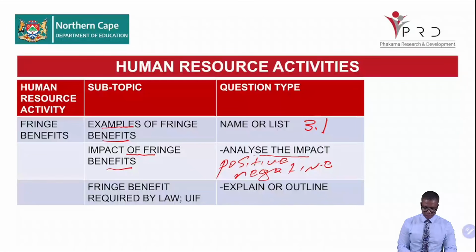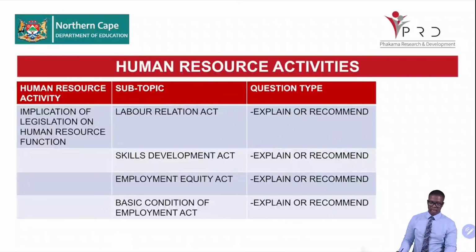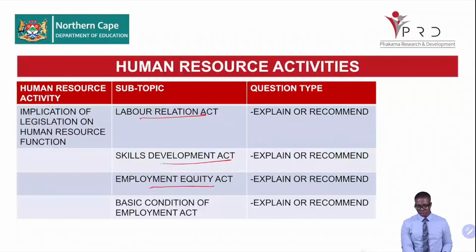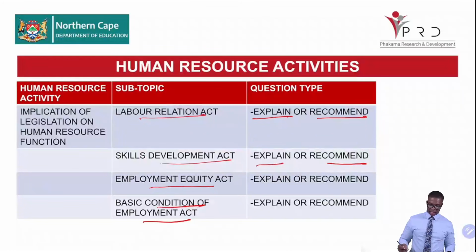Then fringe benefits that are required by law, be in a position to explain or outline them. This is your what? Unemployment insurance fund. Then regarding the 4 legislations that implicate the human resource manager, you have your labor relations, you have your skills development act, you have your employment equity act, and the basic conditions. Be in a position to explain or recommend them, explain or recommend all of them. This might look like a direct question.